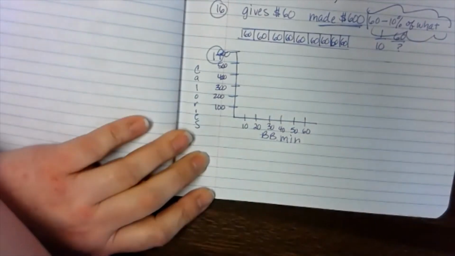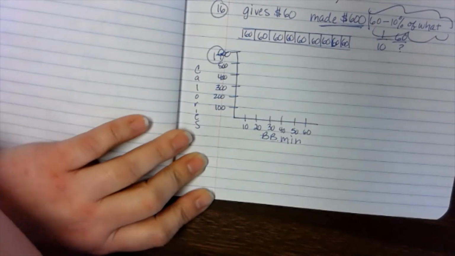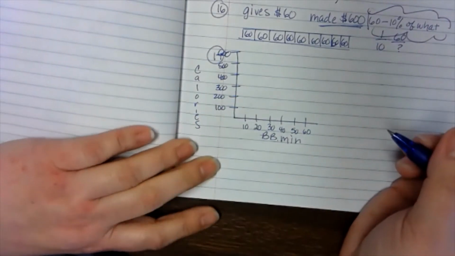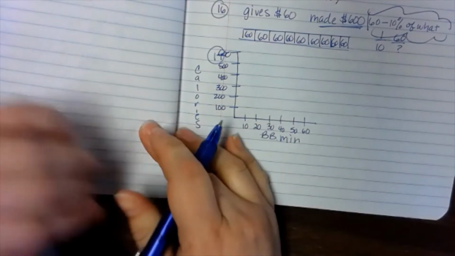Okay. Got 600 on the top. All right. So then we'll just put in some dots. Let's see.